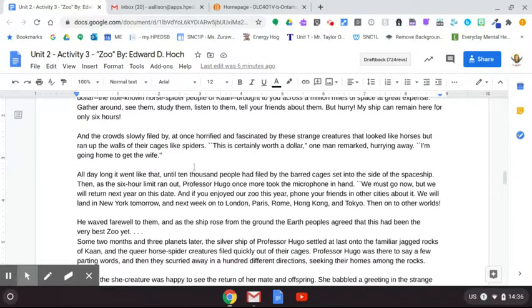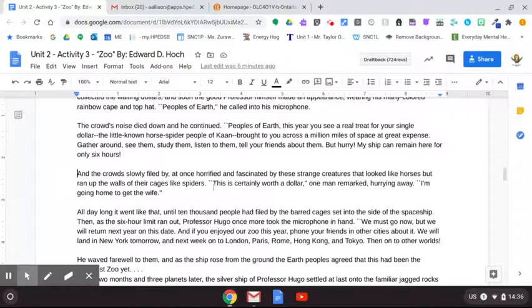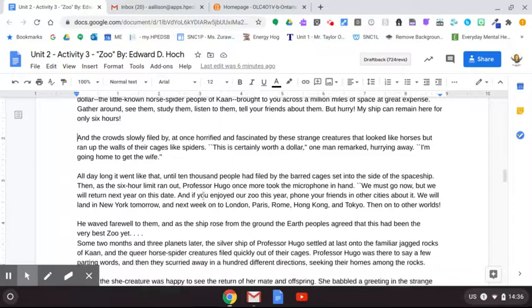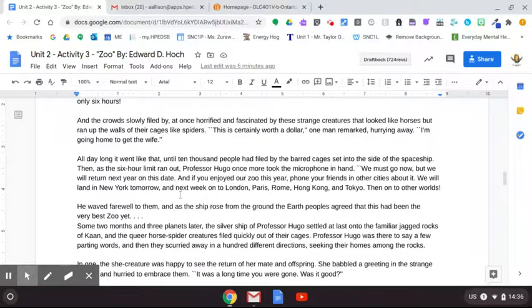So we could see that the people were sort of safe when they finally got to see them. So the climax is them actually seeing the people, or the spider horse people of Khan. But the Earthlings are actually safe when this happens.